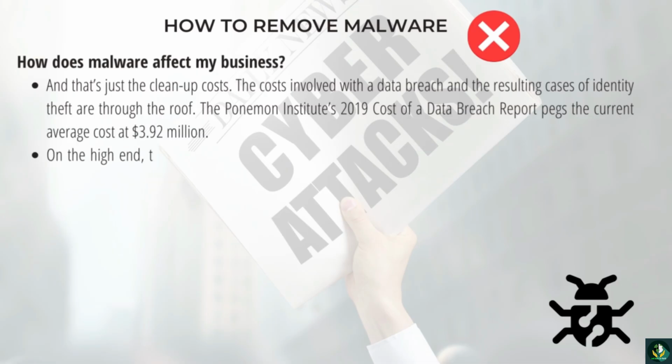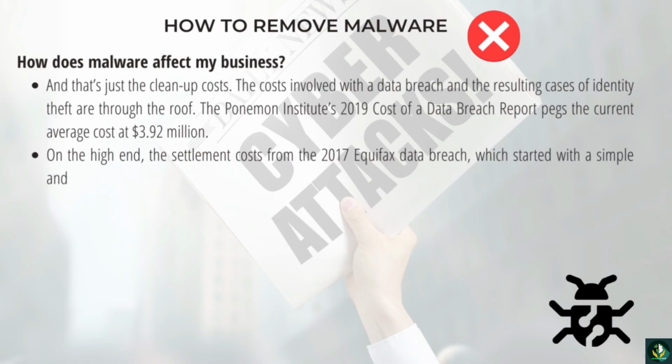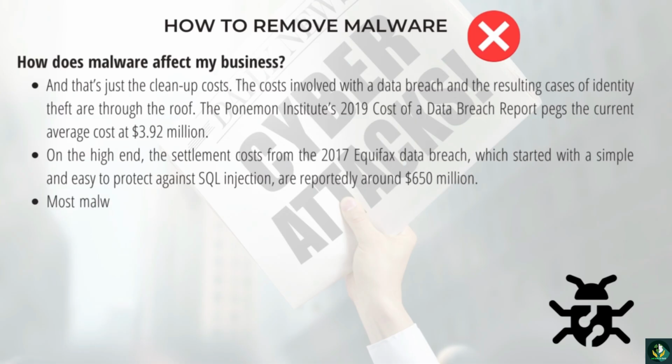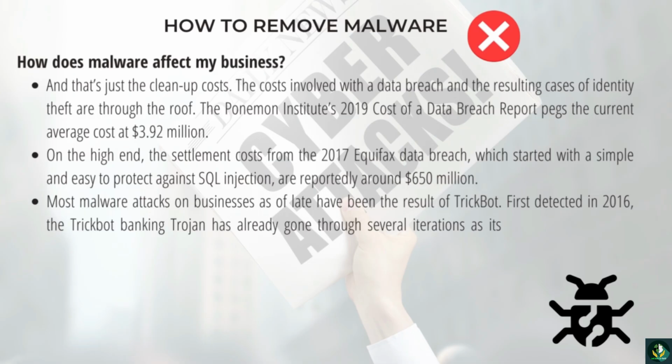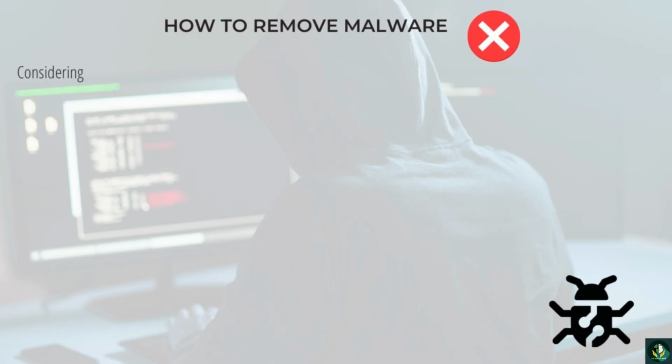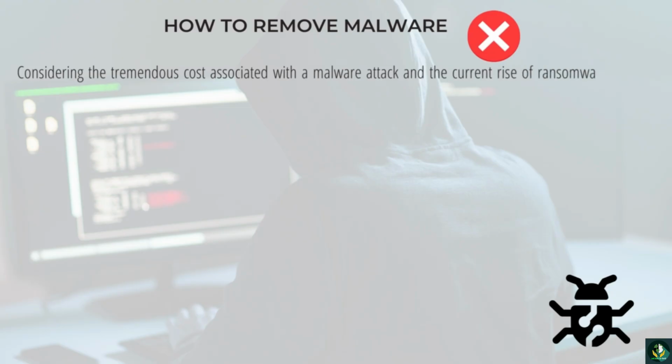On the high end, the settlement costs from the 2017 Equifax data breach, which started with a simple and easy to protect against SQL injection, are reportedly around $650 million. Most malware attacks on businesses as of late have been the result of TrickBot. First detected in 2016, the TrickBot banking Trojan has already gone through several iterations as its authors strengthen its evasion, propagation, and encryption capabilities. Considering the tremendous cost associated with a malware attack and the current rise of ransomware and banking Trojans in particular, here's some tips on how to protect your business from malware.